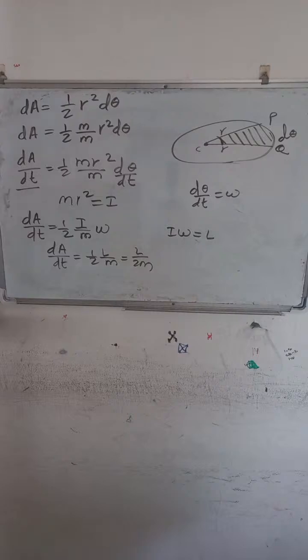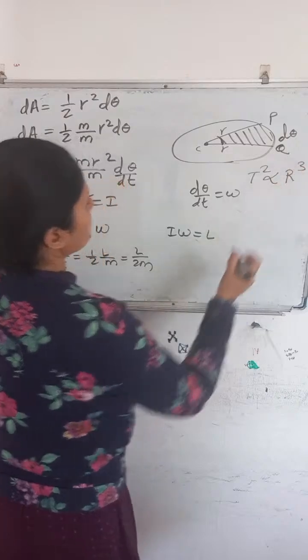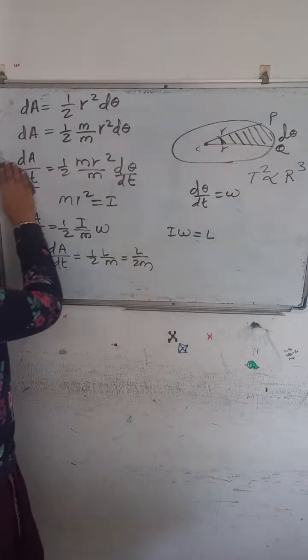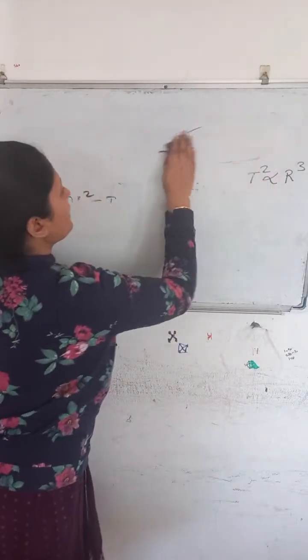Okay. Now we'll go for the third law of periods. Yesterday I explained the law of periods: the square of the time period is directly proportional to the cube of the radius. That is, T square is directly proportional to R cube. I hope everyone noted this. Now we have to prove that T square is directly proportional to R cube. So what do we do now? How to find this expression?